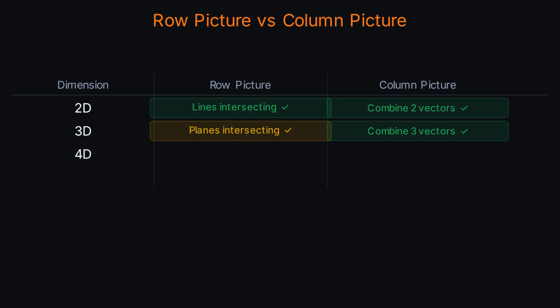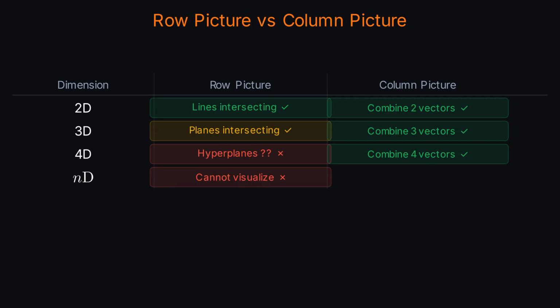Now move to 4D. In 4 dimensions, each equation defines a 3-dimensional hyperplane, a higher dimensional analog of a plane. Try drawing that. The row picture breaks down, but the column picture still just asks, can I combine 4 vectors to reach B? Works perfectly. And in n dimensions, the row picture is completely hopeless. We simply cannot visualize it.